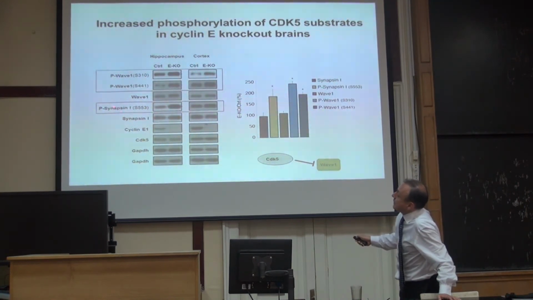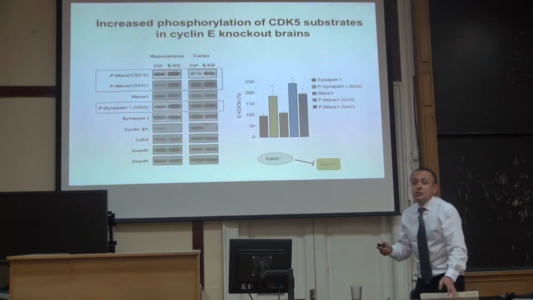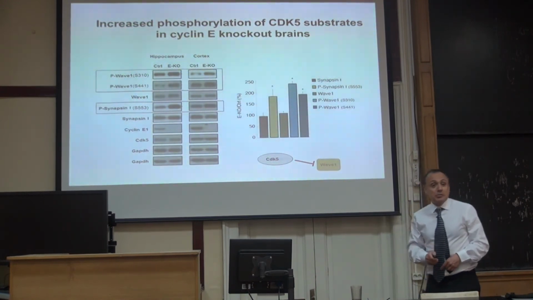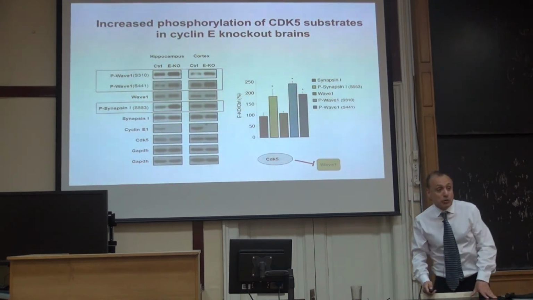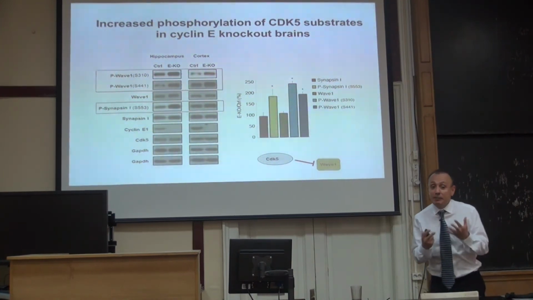This is another CDK5 substrate, synapsin. This is control phosphorylation. This is cyclin E knockout phosphorylation. The overall level does not change. Cyclin E is deleted here. CDK5 is similar in both of them, but here CDK5 is hyperactivated. So now we know that in the brains of cyclin E knockouts, some proteins are hyperphosphorylated. So we have a biochemical phenotype.